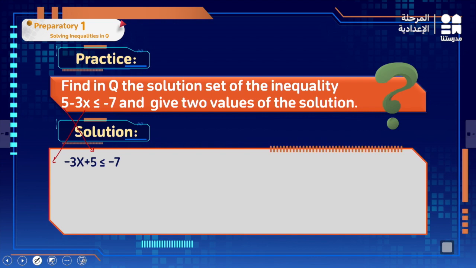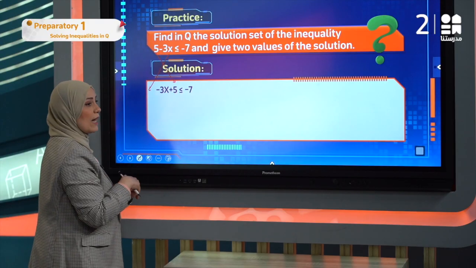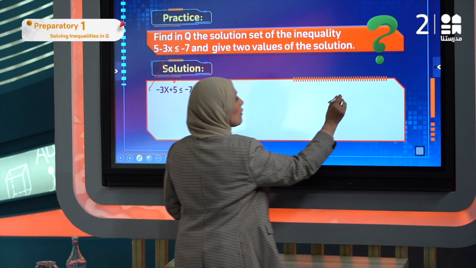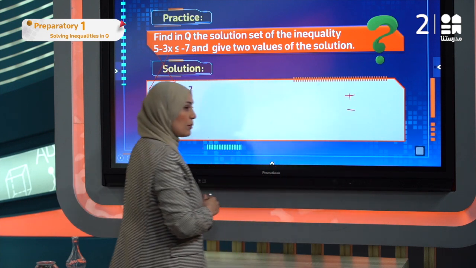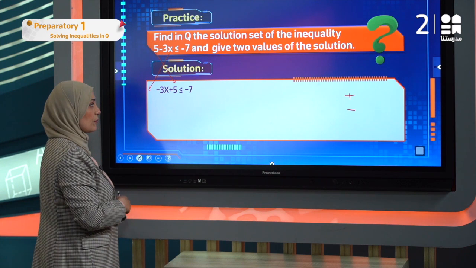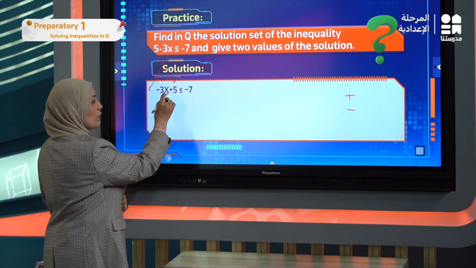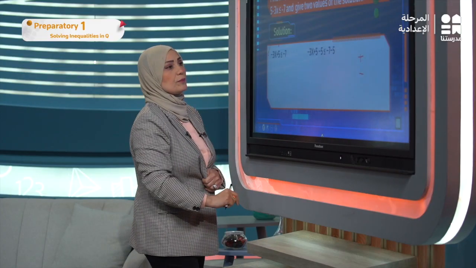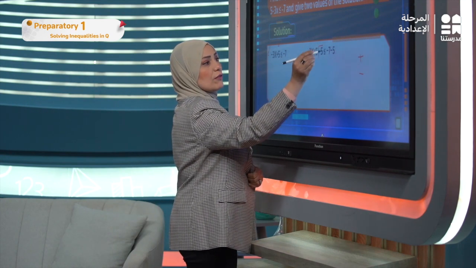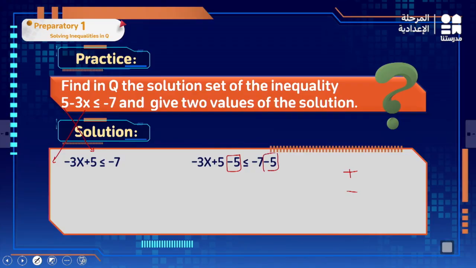Then the inverse operation. Here I have multiplication between -3 and x, and addition of 5. What do we have to start with? I said for you we have to start with addition and subtraction at the beginning, then multiplication and division. So I'm going to do the inverse operation for adding 5. We are going to subtract 5 from both sides. Cancel the 5. So -3x is less than or equal to -7 minus 15. Here we have the same sign, which is -12.